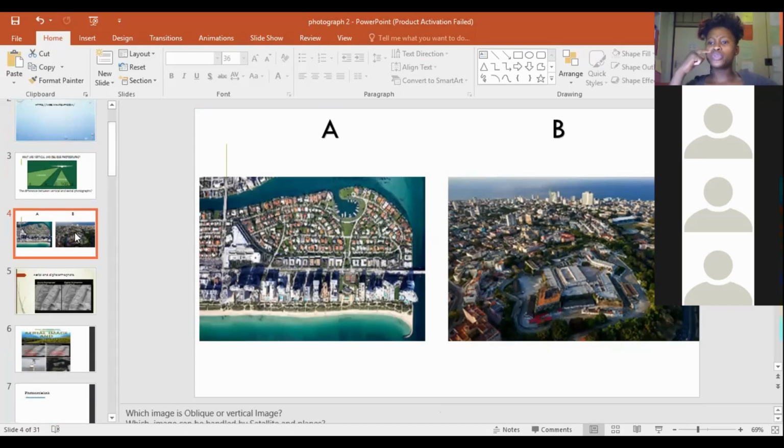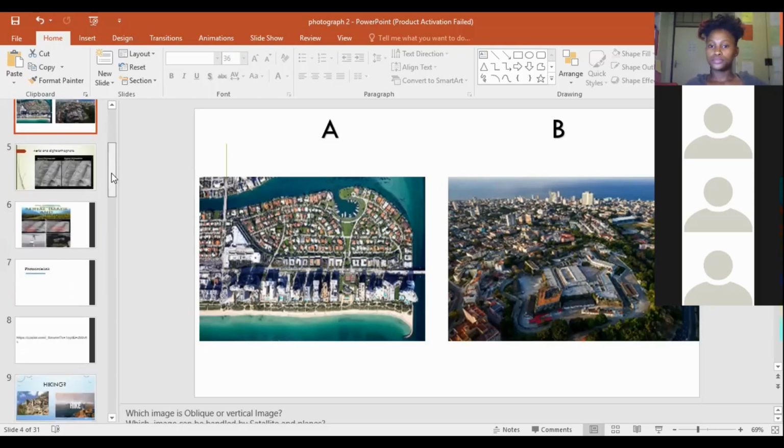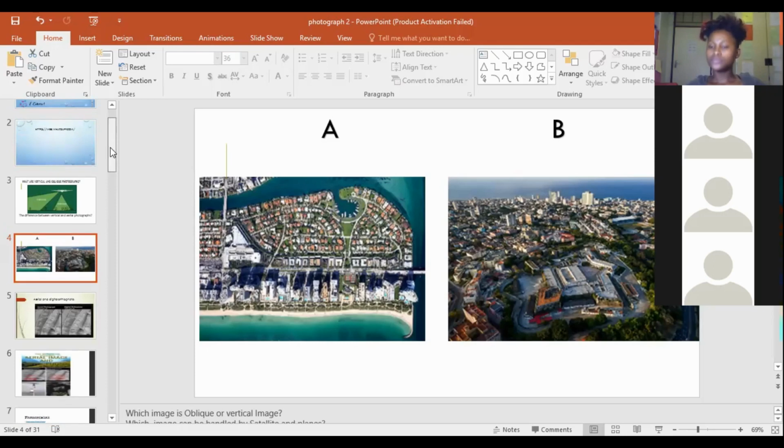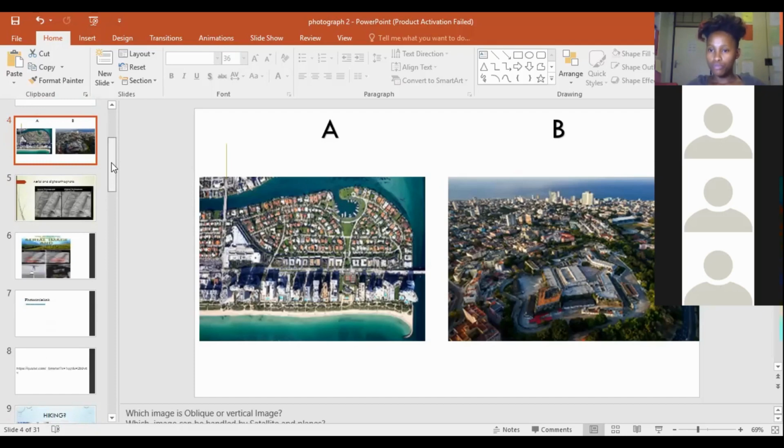Mr. Sambo, between picture A and B, which one is taken by a vertical and which one is taken by an oblique? I think A is taken by a vertical because it's just showing straight, and B is taken by an oblique because it's shown like it's taken from a side point of view. Okay, that's correct.